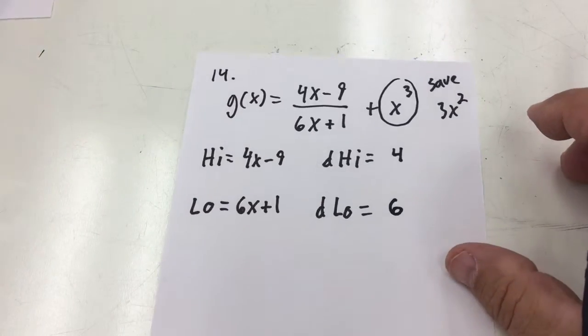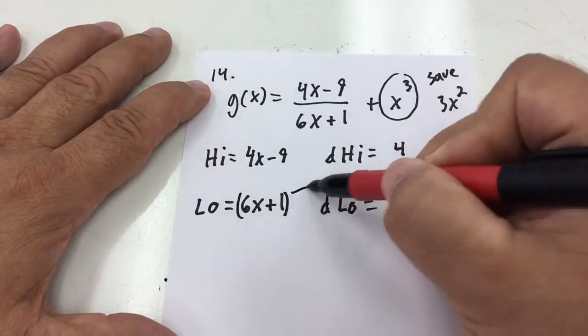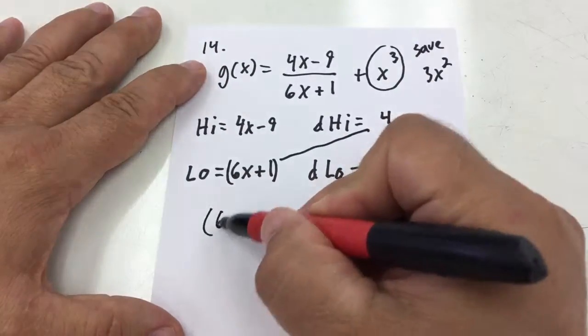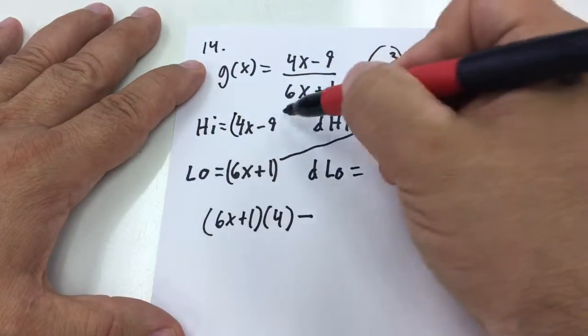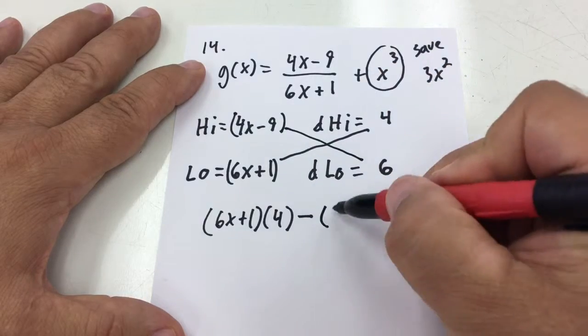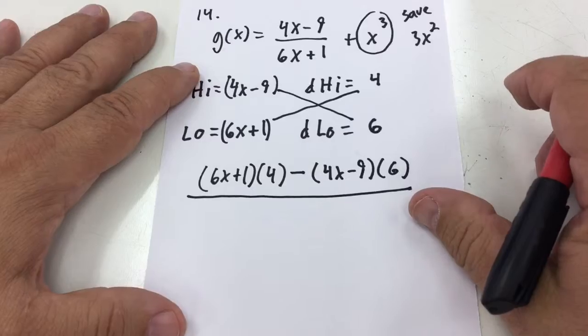I'm going to implement the quotient rule. Low d high, less high d low. So I'm going to wrap this up and multiply it times 4. So it's going to give me 6x plus 1 times 4, less or minus high d low. That's 4x minus 9 times 6. Then I draw the line, and I have to square the low.